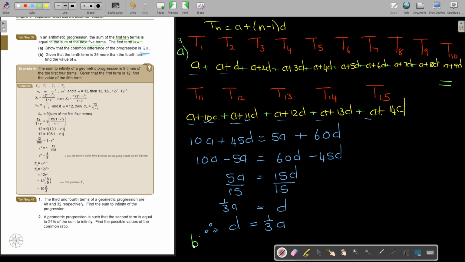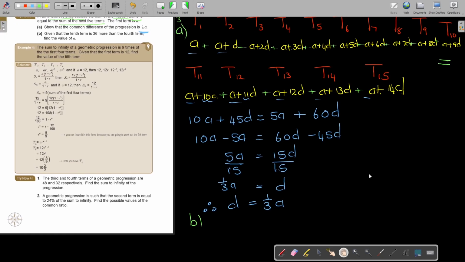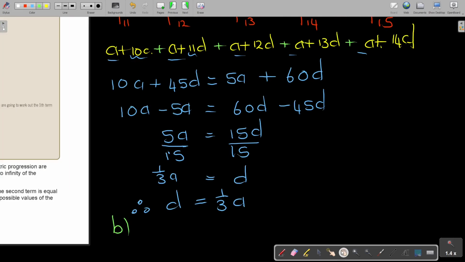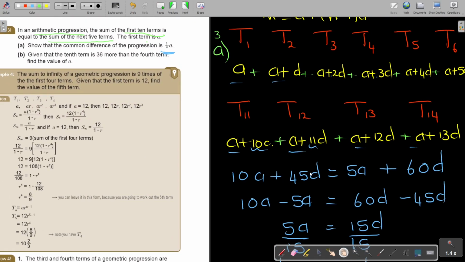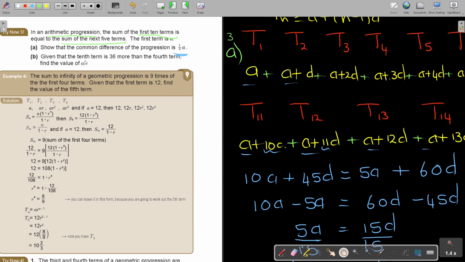Now we are at number B. Just move up a little bit. It's small. Let's go a little bit bigger than when we first read the question. That is also small. Given that the 10th term, let's just go.